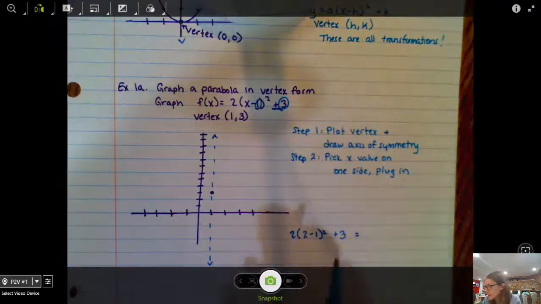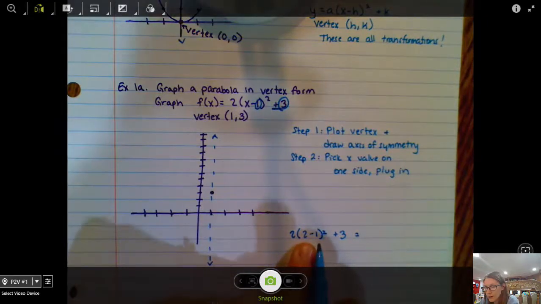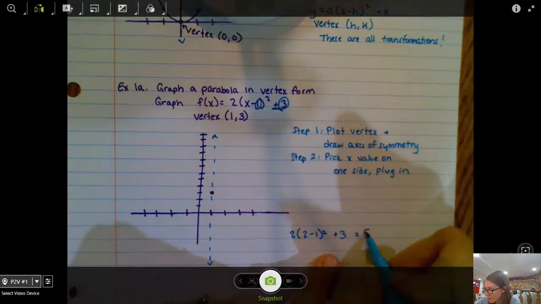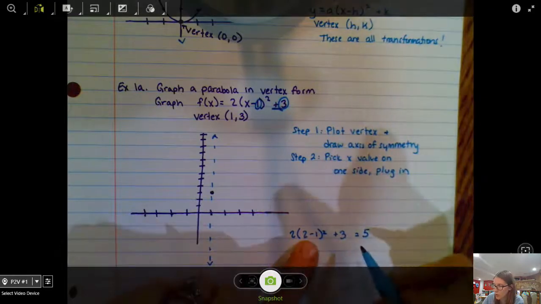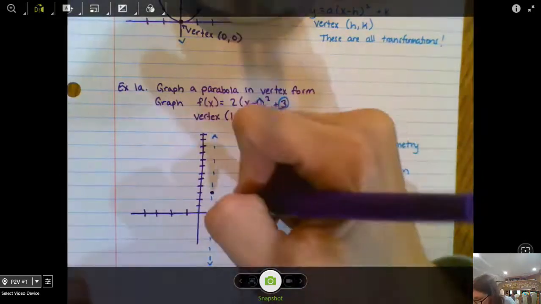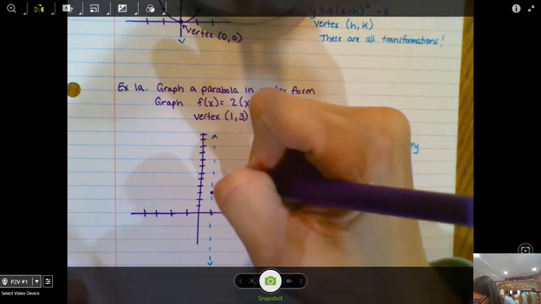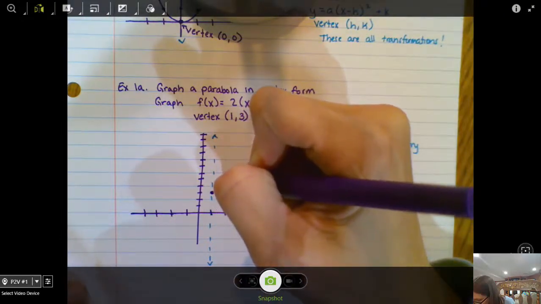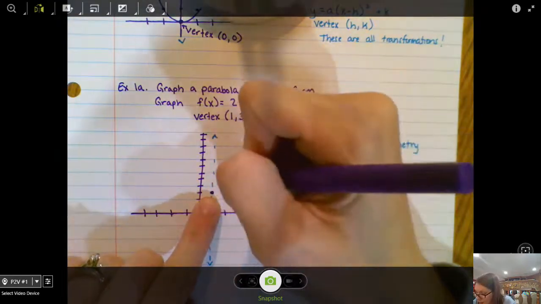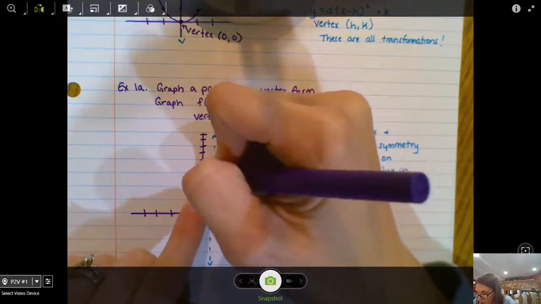Let's figure out what this is. So 2 minus 1 is 1. 1 squared is still 1. Times 2 is 2, plus 3 is 5. So the point 2, 5 is also on our parabola. And since we have our point here, it's the same on the other side of our axis of symmetry. We'd have 0, 5.